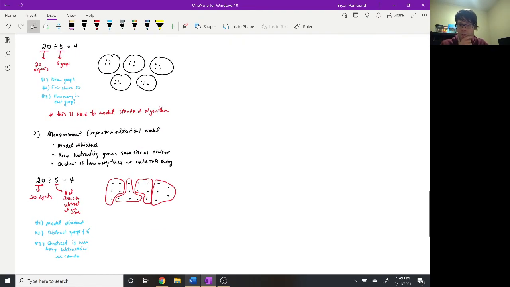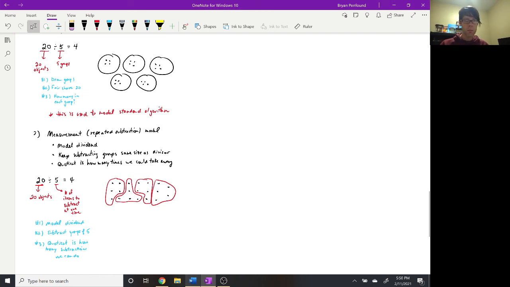So hopefully you can see the similarities and differences, right? They're very, very similar. Either we think about the divisor as the number of groups, or we think about the divisor as the number of things in each group. That's the subtle difference here in the two models for division. And like I said, both could be used to model the algorithm, but I find the fair share model a little bit easier for the standard algorithm.